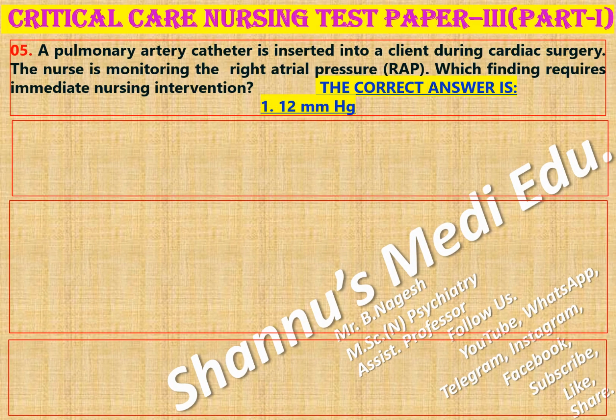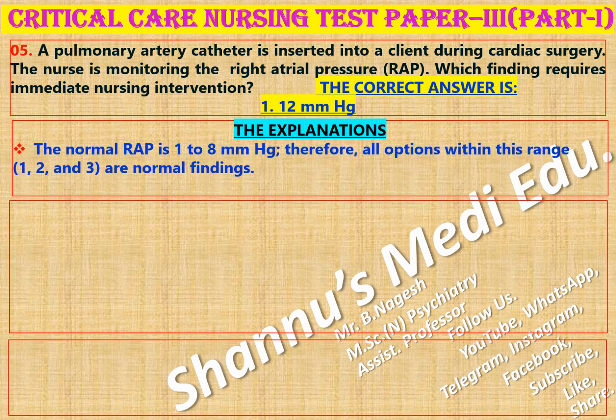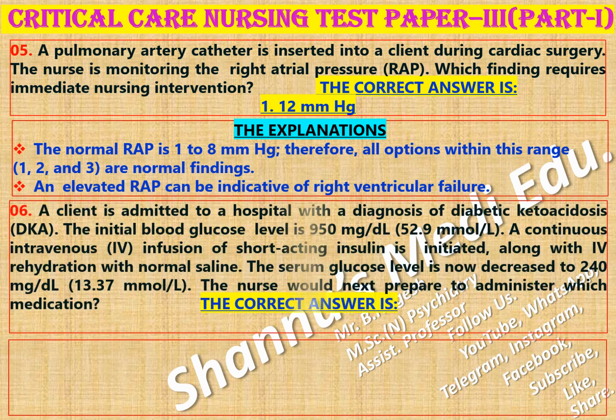The fifth question is: a pulmonary artery catheter is inserted in a client during cardiac surgery. The nurse is monitoring the right atrial pressure. Which finding requires immediate nursing intervention? The correct answer is 12 mm Hg. The explanation is the normal RAP is 1 to 8 mm Hg, therefore all the other options are within the normal range, and an elevated RAP can be indicative of right ventricle failure.